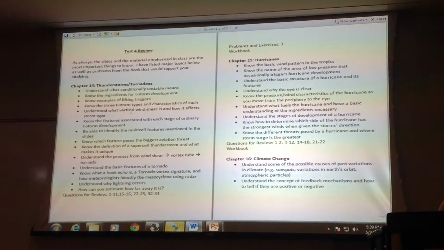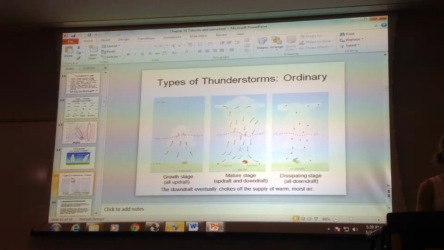So that was this one: understand what vertical wind shear is and how it affects the storm type. Know the features associated with each stage of ordinary thunderstorm development. This is the slide where we had 3 different stages: a growth stage, mature, and dissipating. What feature do you see in the growth stage? Updraft. Only an updraft, not a downdraft. The mature stage has up and down, and they're separated. Well, not in this case, but it's showing us there's the formation of a downdraft. And the dissipating stage is only downdraft.